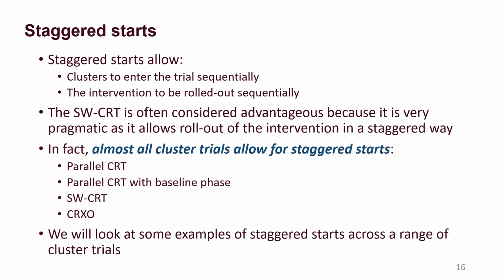So staggered starts. Staggered starts allow clusters to enter the trial sequentially, and they also allow the intervention to be rolled out sequentially. Stepped wedge trials are often considered to be advantageous because they are very pragmatic and they allow the rollout of the intervention in a staggered way. However, in fact, almost all cluster trials allow for staggered starts. So the parallel cluster trial with a baseline does, as does the stepped wedge, as does the cluster randomized crossover design. We're going to have a look at some examples of staggered starts across a range of cluster trials over the next few slides.